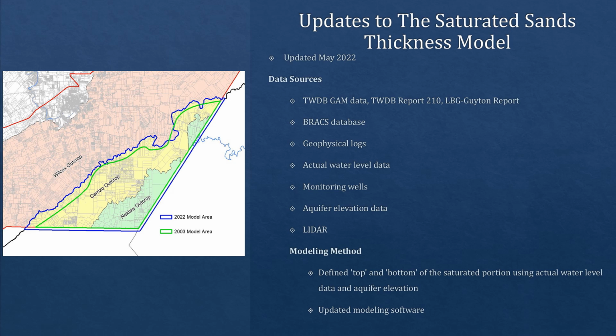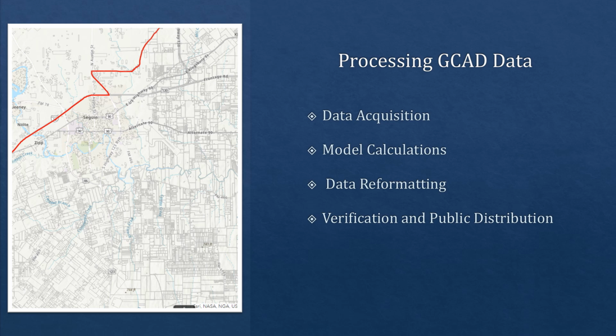Now that we have an understanding of how the model was created and updated, we will take a look at the backbone of the model. The GCGCD works in cooperation with the County Appraisal District to obtain the parcel data that defines the legal acreage used in the model. The full dataset covers the entire county, which includes over 90,000 parcels.